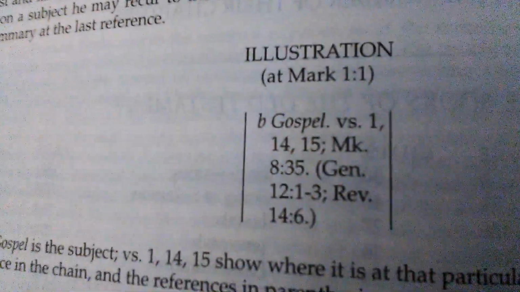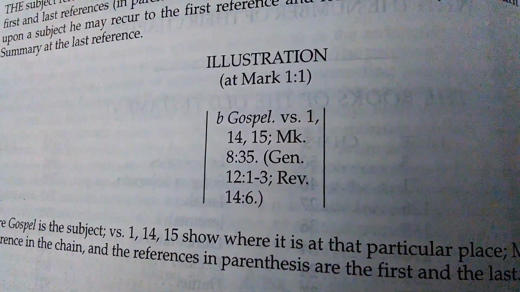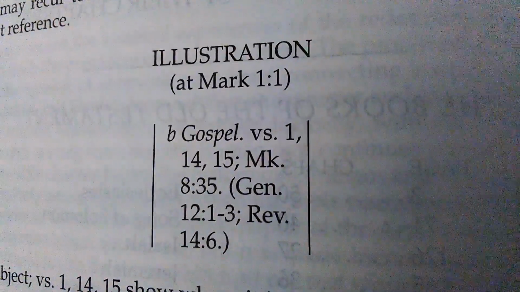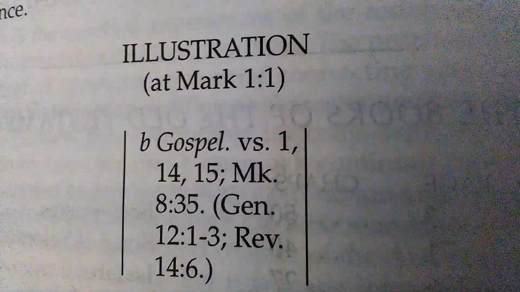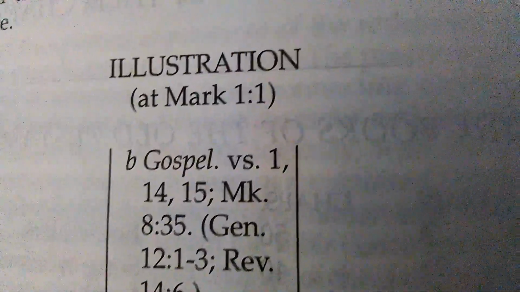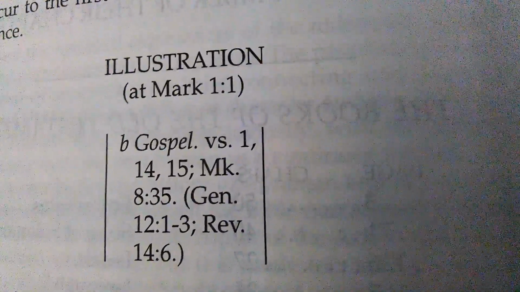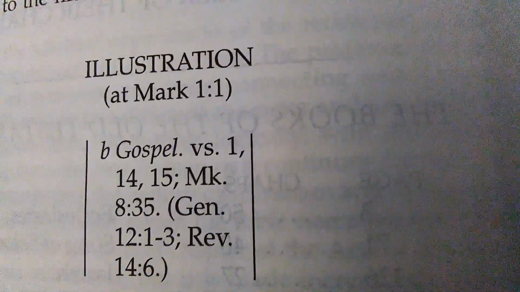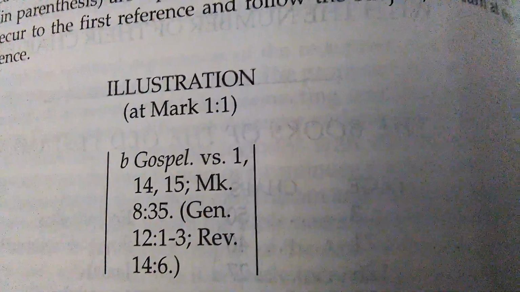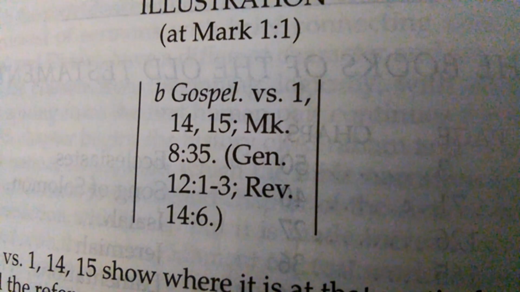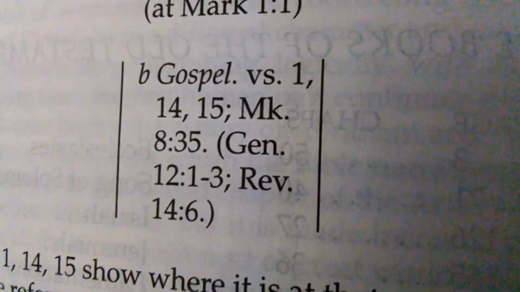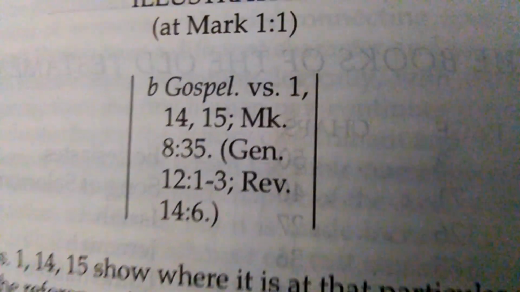And cross-reference is a special feature, as you see here. For example, in Mark 1:1, Gospel. Now there's Mark 1 and then 14 and 15. And then you go to Mark 8:35. But you can see here that it begins in Genesis 12:1-3 and ends in Revelation 14:6. So if you go to Mark and you take that section, go to Genesis and take that section first. Then, if you follow the marks, you go all the way through.